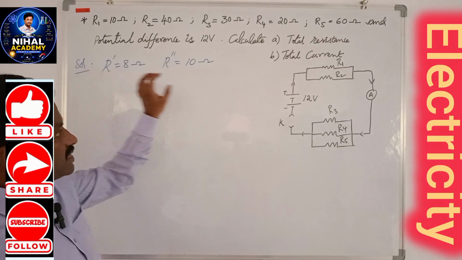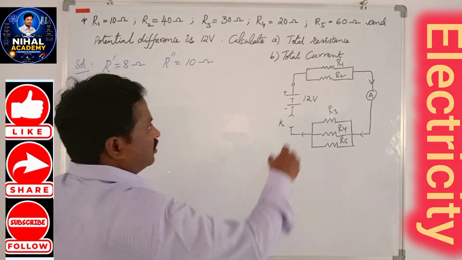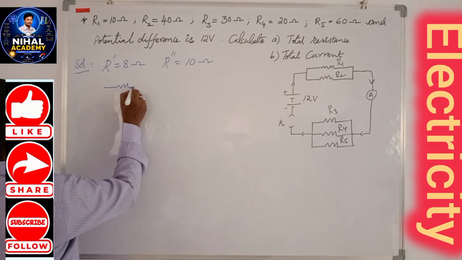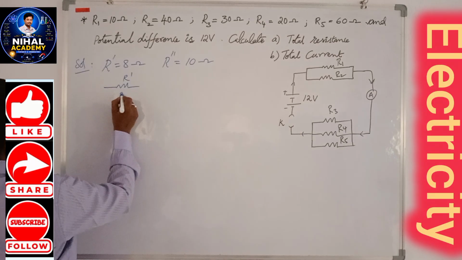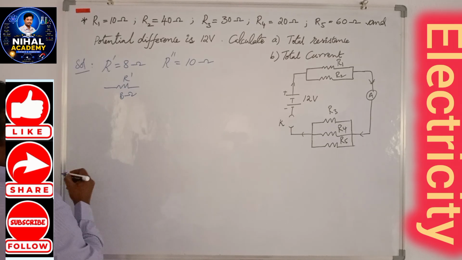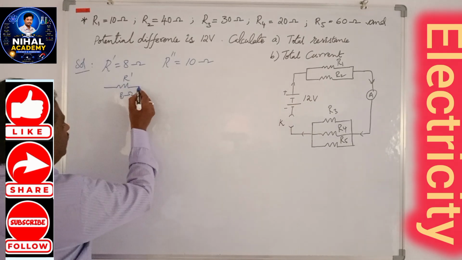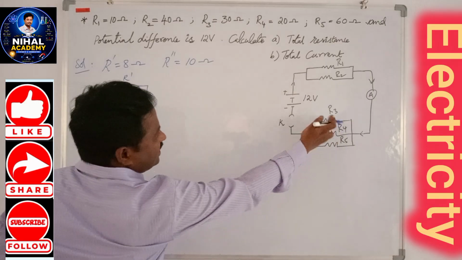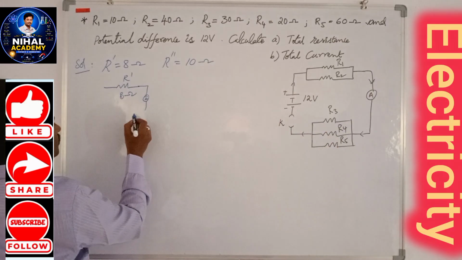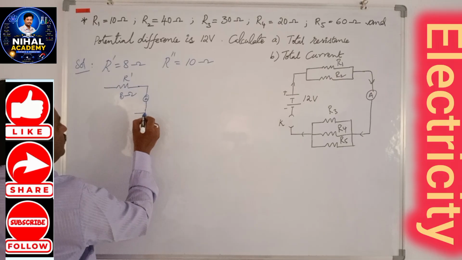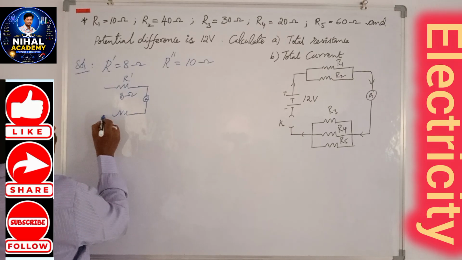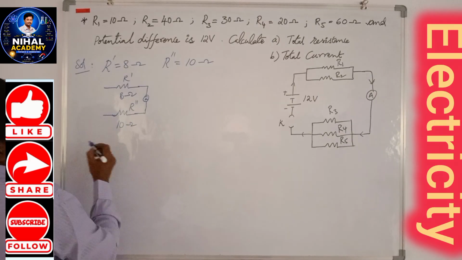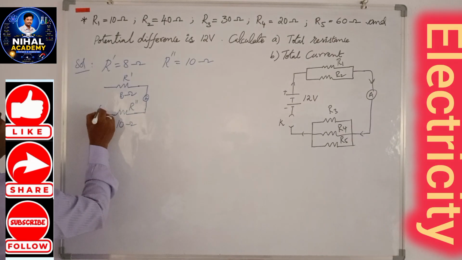Now see that here R dash is equal to 8 ohms, R double dash is equal to 10 ohms. That means R dash is the resultant of R1, R2. So instead of R1, R2 we can draw that resultant. This is R dash, 8 ohm, connected to the ammeter, and now the resultant here is 10 ohm. This is R double dash, 10 ohm, and the plug key and battery.